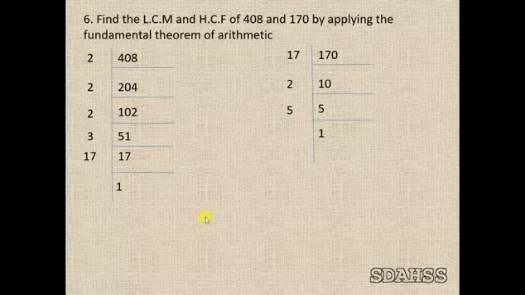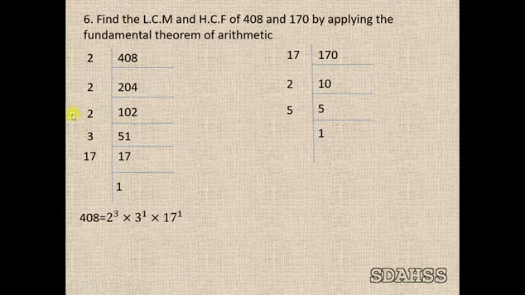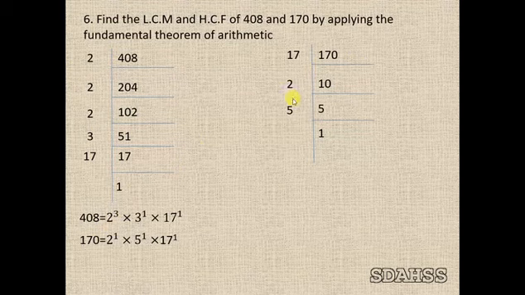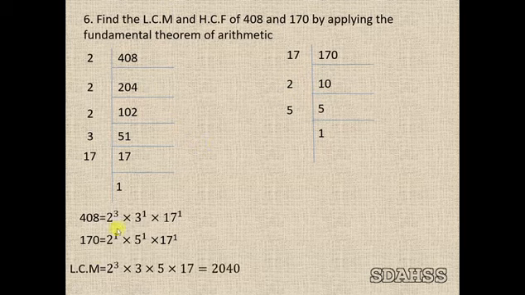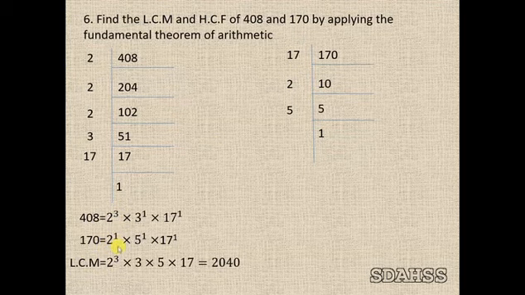So 408 can be written as 2 cube into 3 power 1 into 17 power 1. 170 can be written as 2 power 1 into 5 power 1 into 17 power 1. Then find the LCM. Now you compare the factors and write the common factors.